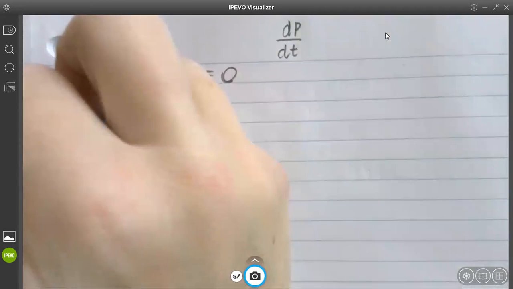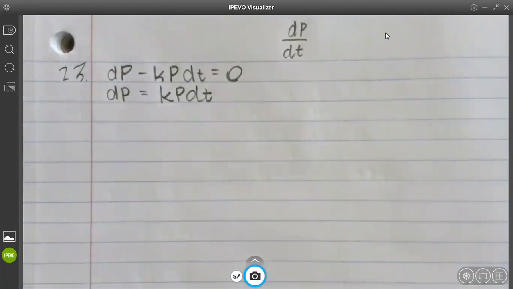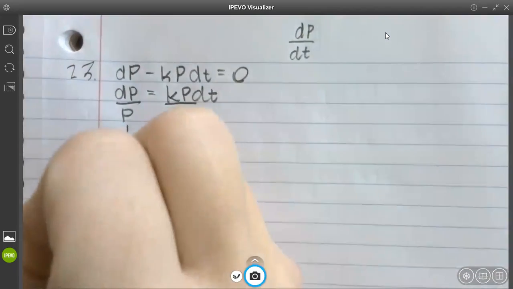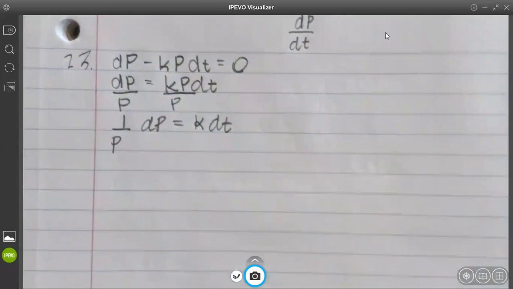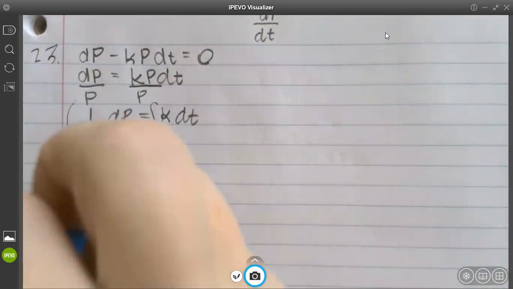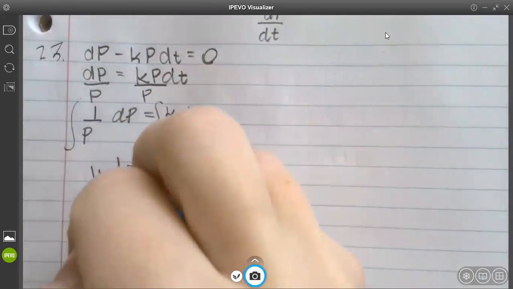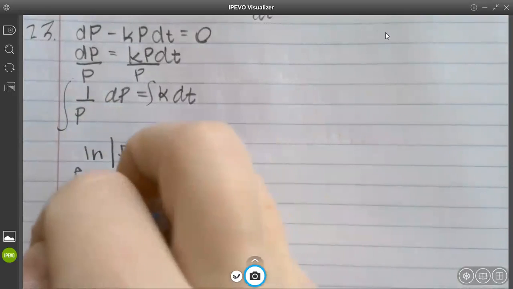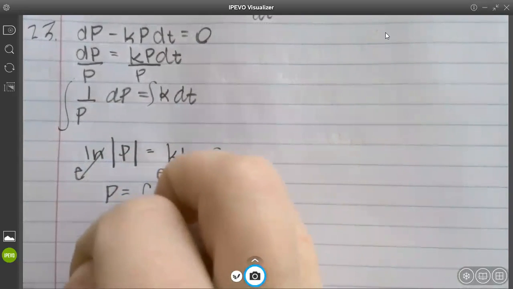So we're going to add that kp dt over. And then we want to get the p on the other side, so we're going to divide by p. So we get 1 over p dp equals k dt. Now we can integrate. What's your integration of 1 over p? And your integration of k. And what else do I write? Okay. And then what do we do? P it, just like always. What does that change it into? P equals. Good. Everybody good with that?